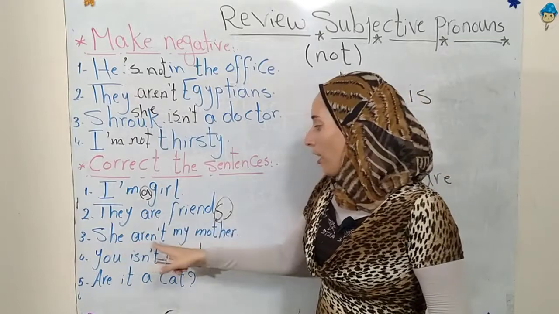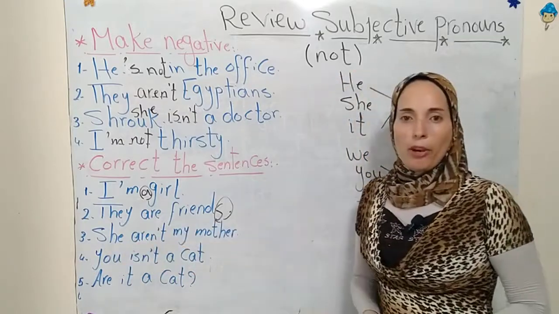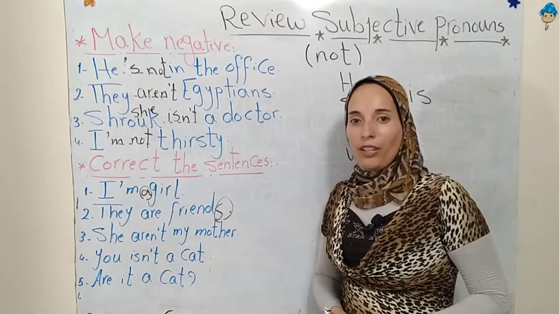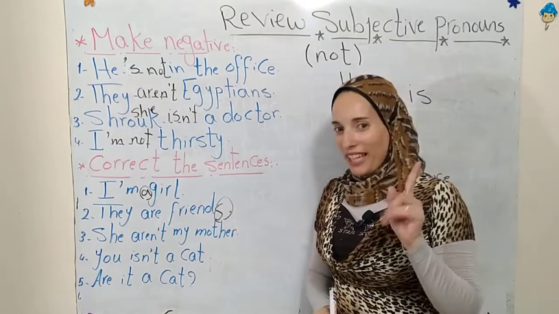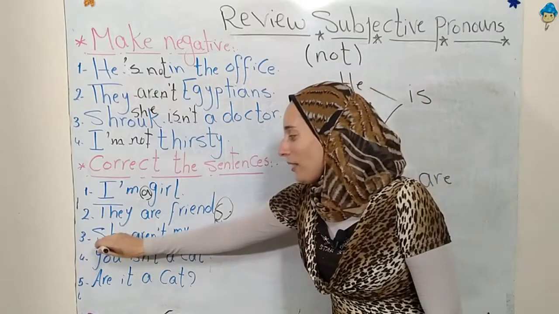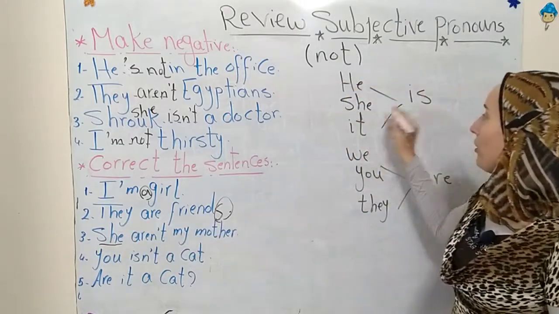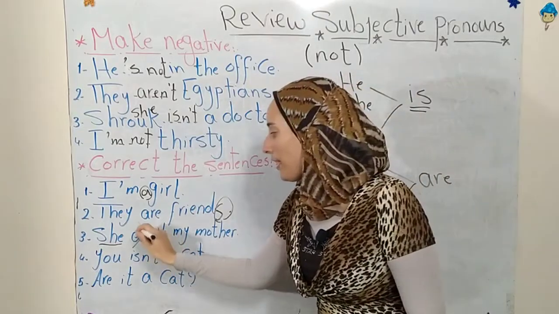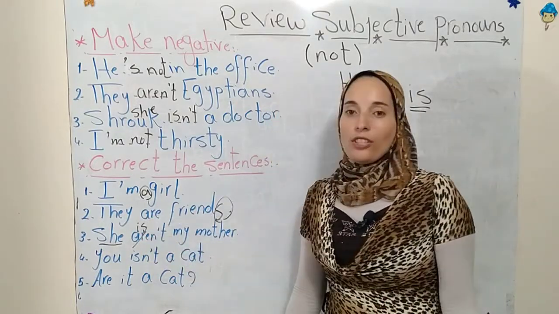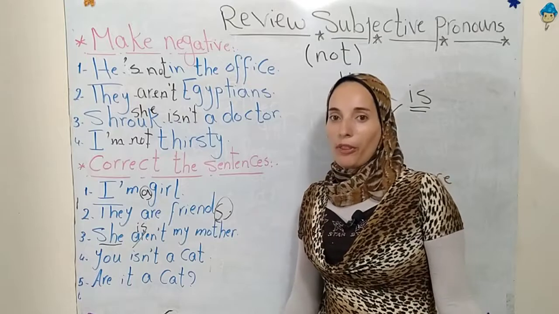Number 3: she aren't my mother. What's wrong here؟ Excellent. برافو عليكم. she من البروناونس السنجلر، والسنجلر بروناونس بياخدوا verb to be اللي اسمه is. يبقى المفروض دي she's not my mother. Excellent.